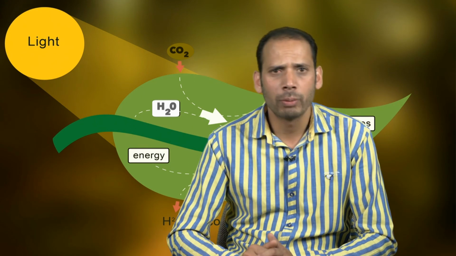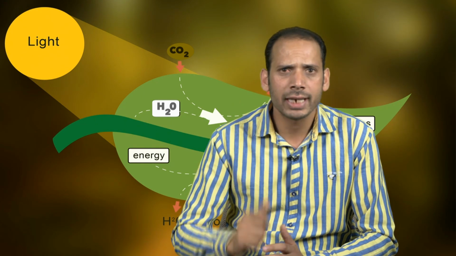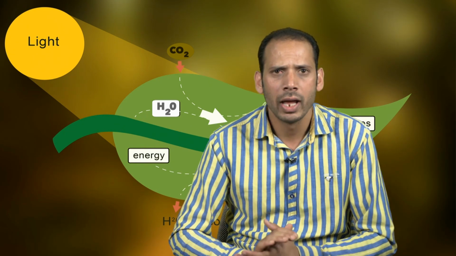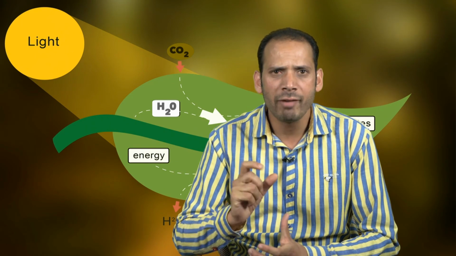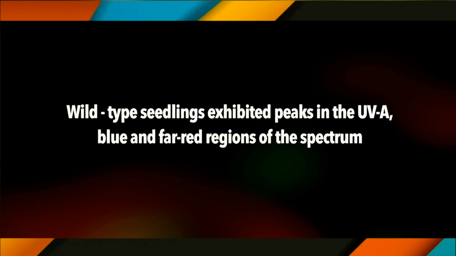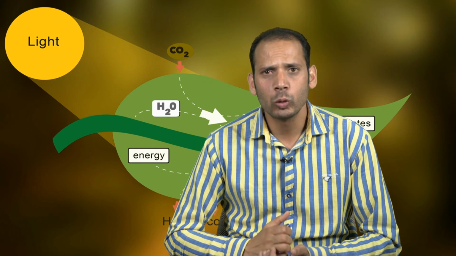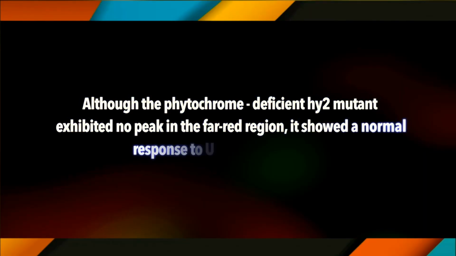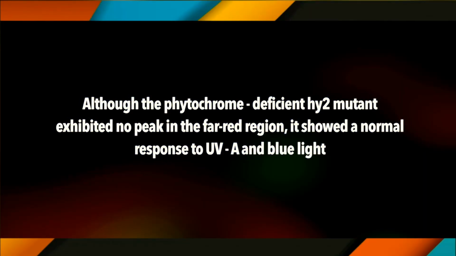For the confirmation of these results, the HIR action spectrum for the inhibition of hypocotyl elongation was determined in dark grown hy2 mutants of Arabidopsis having little or no phytochrome holoprotein. As expected, the wild type seedlings exhibited peaks in the UVA, blue and far red region of the spectrum. In contrast, the hy2 mutant failed to respond to either far red or red light. Although the phytochrome deficient hy2 mutant exhibited no peaks in the far red region, it showed a normal response to UVA and blue light.